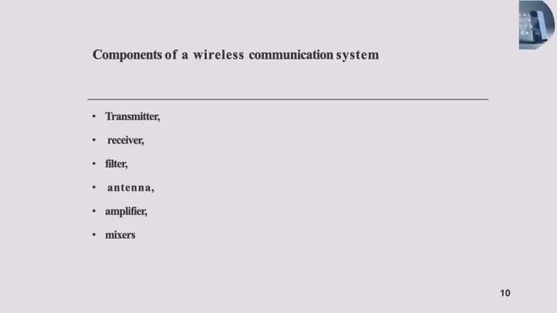Components of wireless communication system. So here: transmitter, receiver, filter, antenna, amplifier and mixers. These are the six components that we are going to discuss in this class. So the first thing is transmitter, the second one is receiver, filter, antenna, amplifier and mixer.